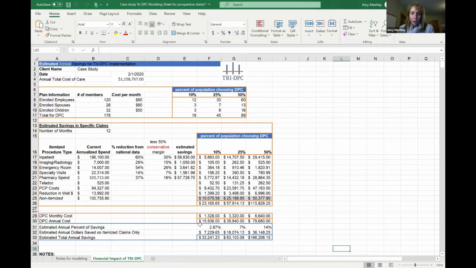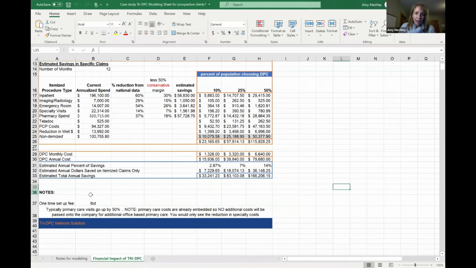improved outcomes, right away, if only 10% of your employees signed up, you would have a 2.87% savings in year one, which translates to $33,000. If 25%, a quarter of your people, sign up, of these 178 people, we're talking $83,000. And again, if half of them sign up, we're talking about $166,000 for a small company like this that has 178 people on their health plan. So you can imagine where these numbers would go. So again, it's quite significant.